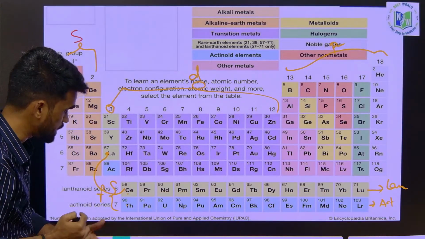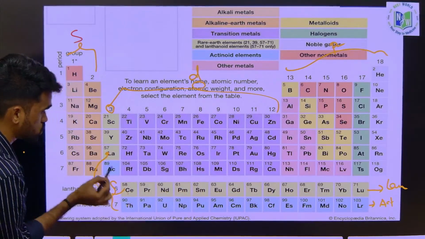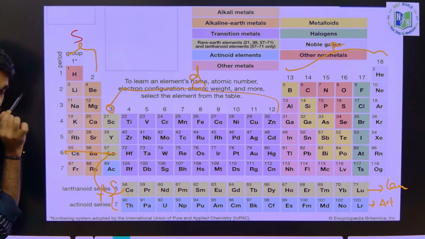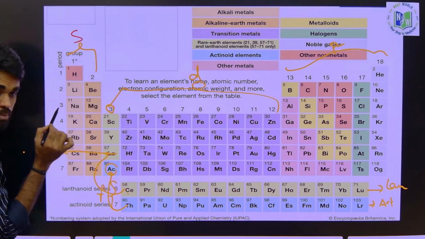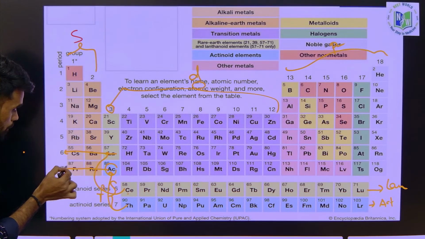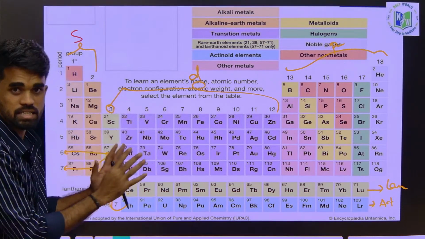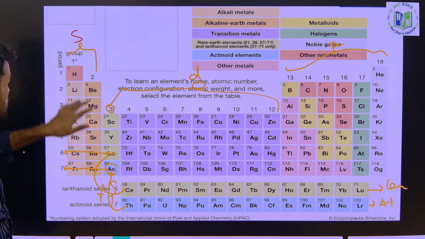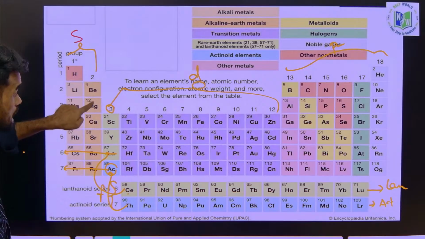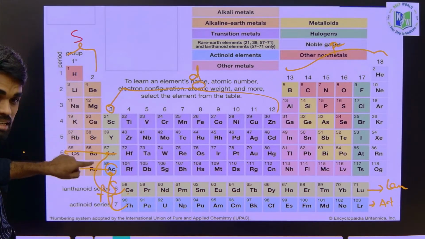Okay, and the next thing is, which period do the lanthanides belong to? See, they lie in the 6th period, and the actinides follow the actinium element. Okay, so which period is it? 7th period. This is a basic understanding of the periodic table. Now what are they going to ask you? See, here these are alkali metals, alkaline earth metals.